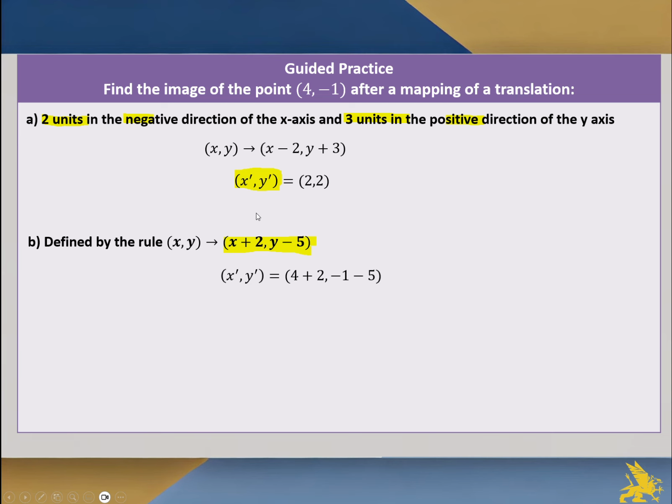Straight away here, I'm going to look at the 4 and we're adding 2, and I've got my y of -1 and I'm just taking 5. So I'm just putting those values into my rule. I'm going to simplify that down and that will give me (6, -6).